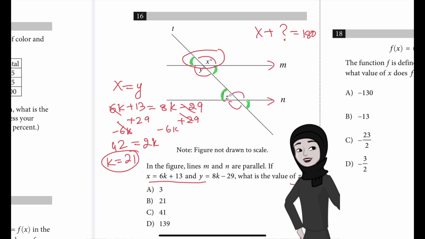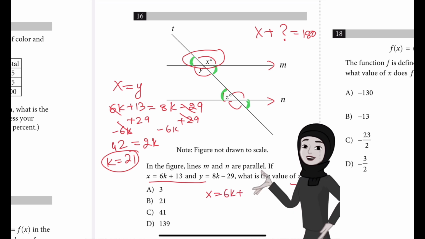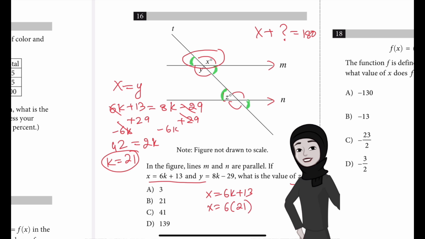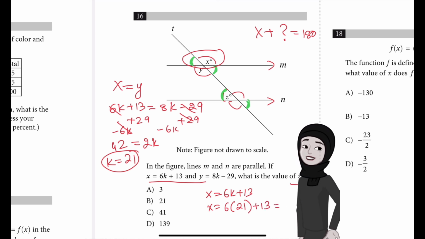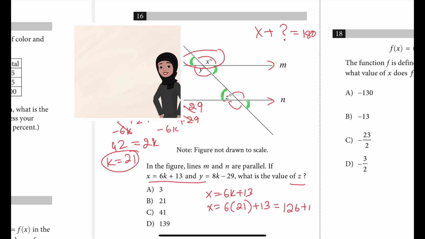Okay. So since we know now that k is equal to 21, we can first calculate x. x is equal to 6k plus 13. So we will substitute x is equal to 6 times 21 plus 13 to find the value of that obtuse angle x. So 6 times 21 is 126, and we are going to add 13 to that. So that will give 139 degrees. So we know the value of the obtuse angle on that straight line.